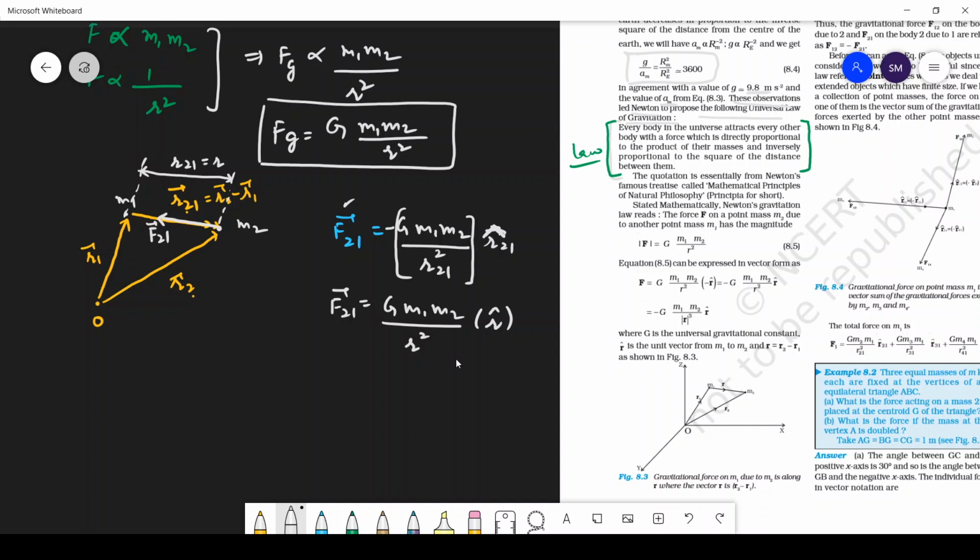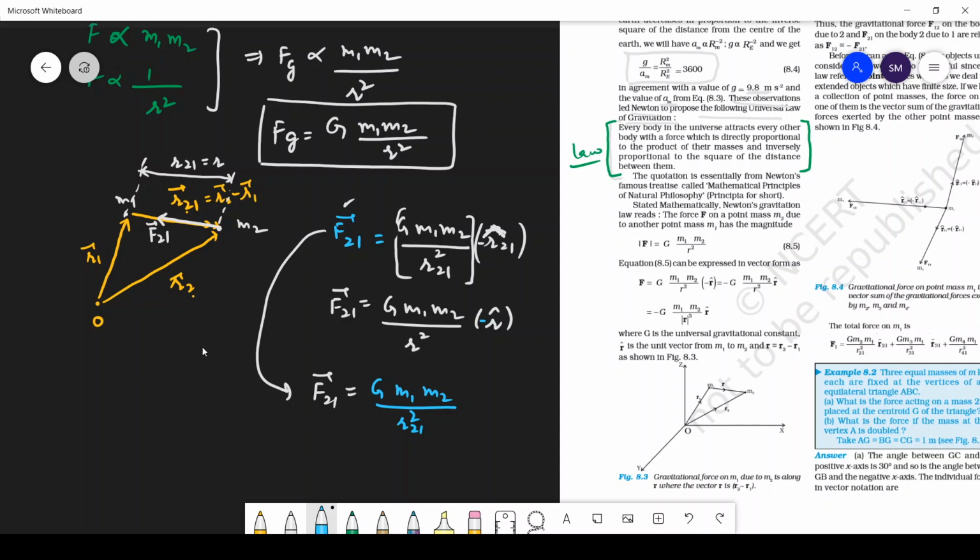So I can write r cap. If I want to write it in the vector form, yes, I can write it in vector form also. F21 is equal to minus R21, right? Minus here or here, that's the same thing. So writing the minus over here, this minus will come here, that's the same thing. Now writing it in the vector form, suppose here you want to write the vector. Okay, m1 m2 upon R21 square.